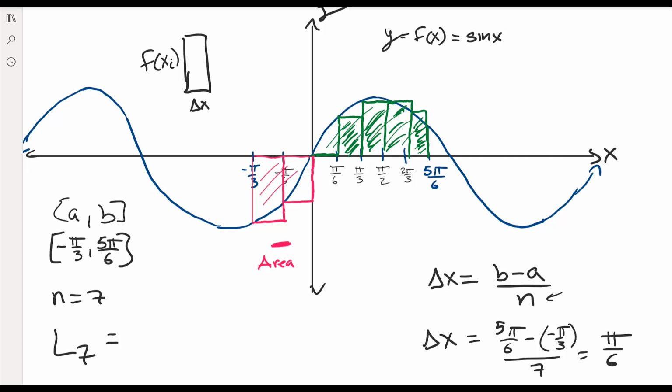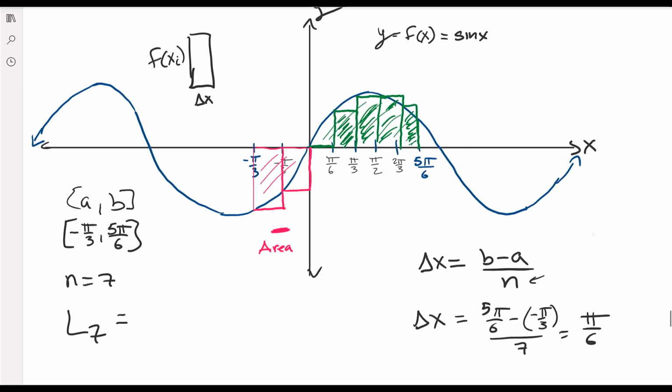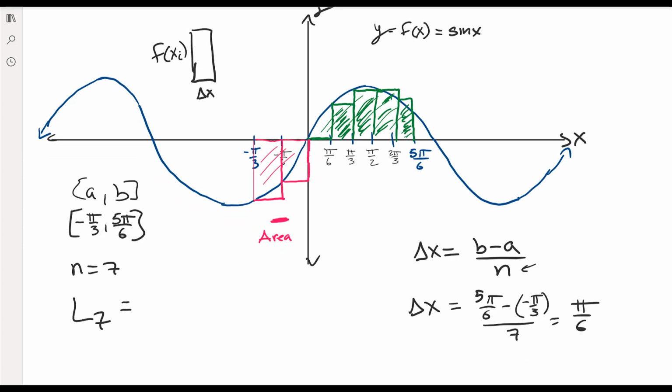All right, so we now know our change in x as well. We know our width for every single one of our rectangles. Our change in x is equal to π/6. That's how I have it gapped out from -π/3 to -π/6 to 0 to π/6 to 2π/6 to 3π/6 to 4π/6 to 5π/6, all broken up into those pieces. So let's add up those rectangles. Let's go find out what our heights are going to be.